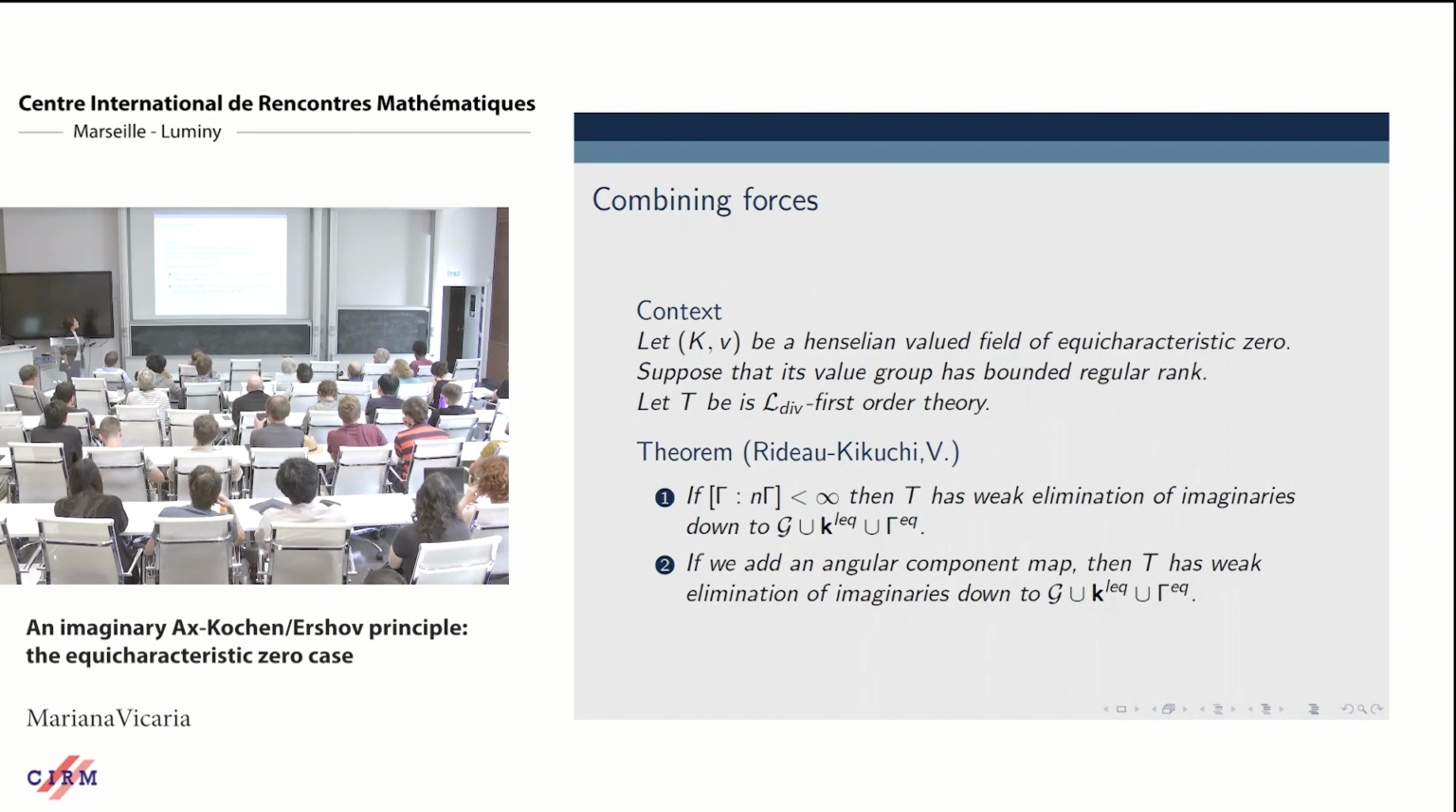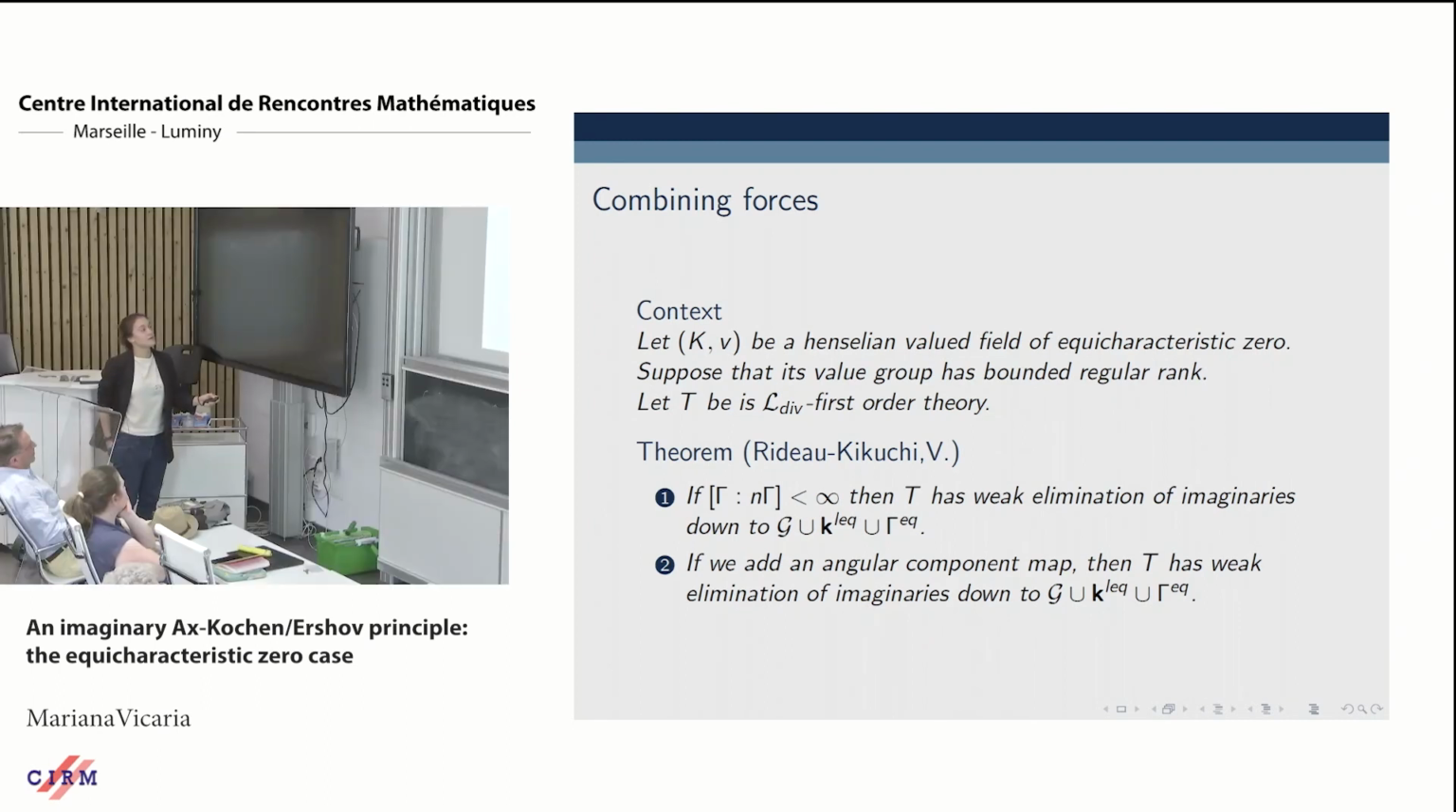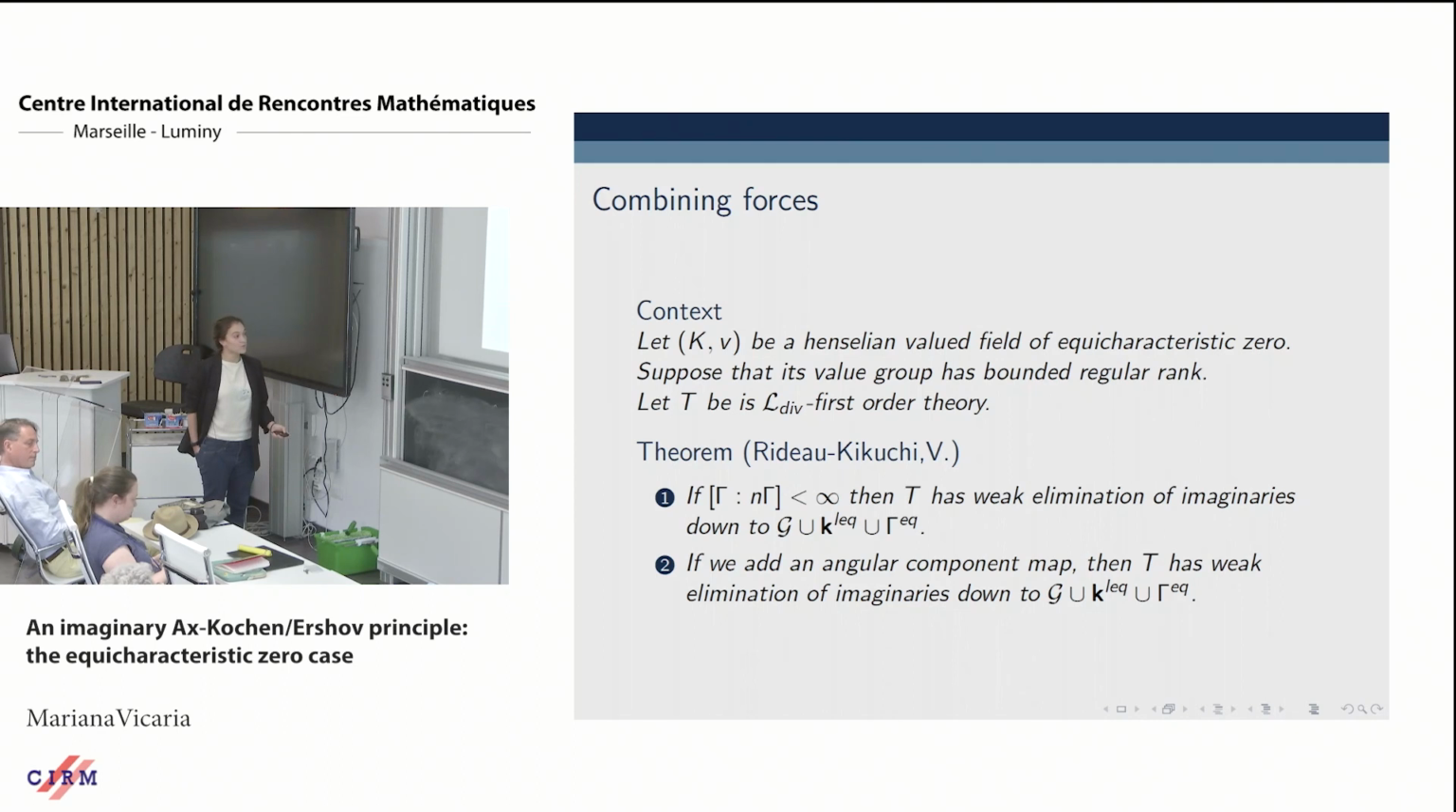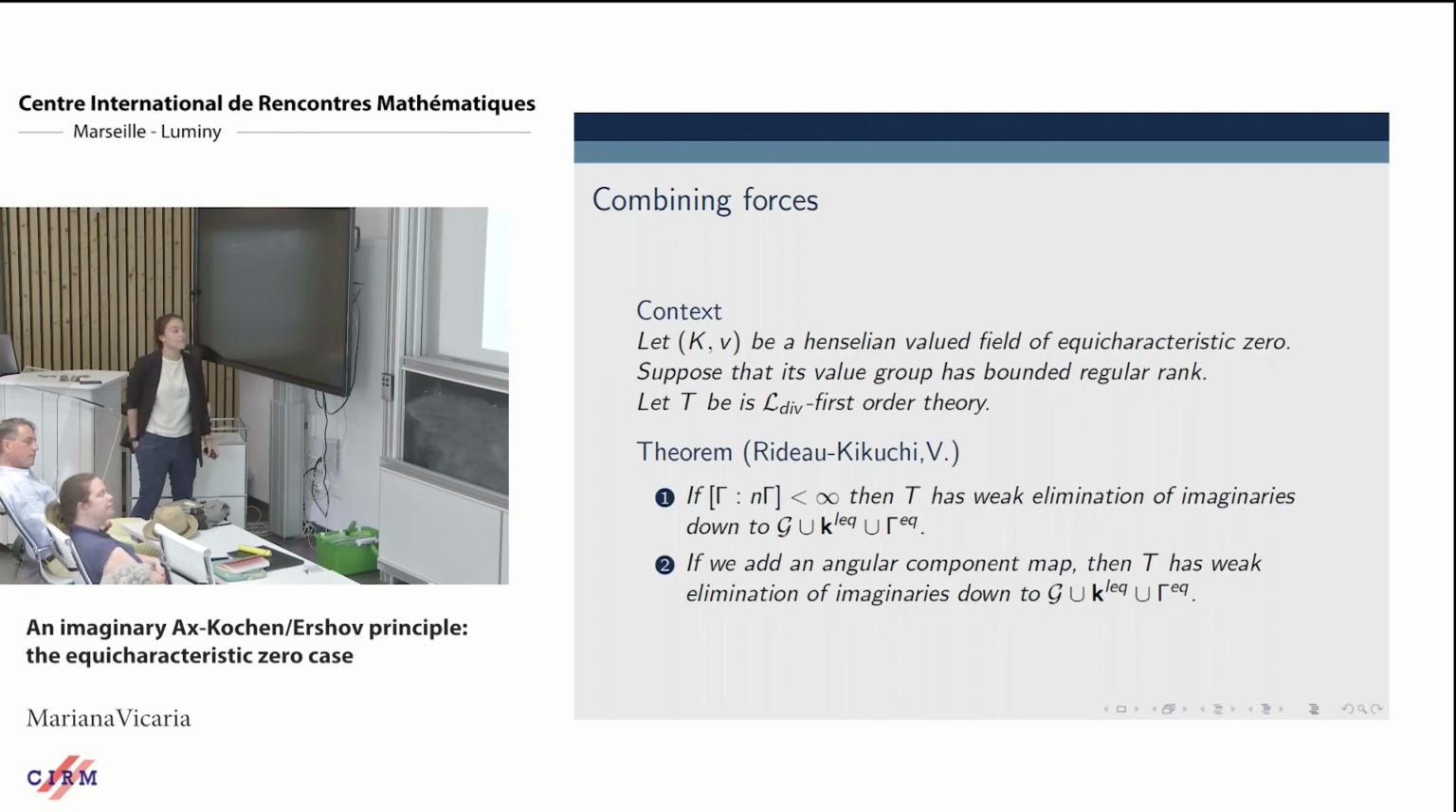Whenever the value group is dp-minimal, that means when you look at the quotients of gamma by n times gamma, that is always finite, then the theory is going to have weak elimination of imaginaries down to the stabilizer sorts that I introduced, the linear sorts that Martin and Sylvain introduced, and the EQ expansion of the value group. Alternatively, you could just drop the condition on the value group to be dp-minimal, and what we obtain is that if you add angular components, then the theory has weak elimination of imaginaries down to the stabilizer sorts, the linear sorts of the residue field, and the EQ expansion of gamma.